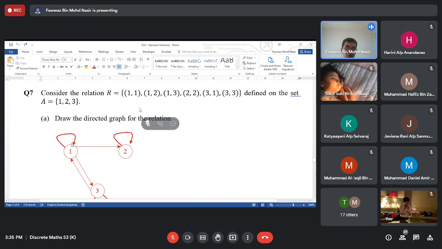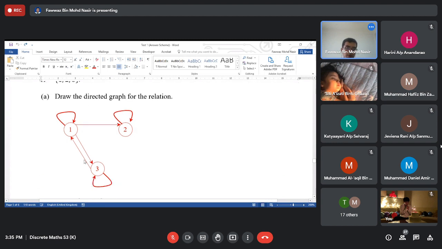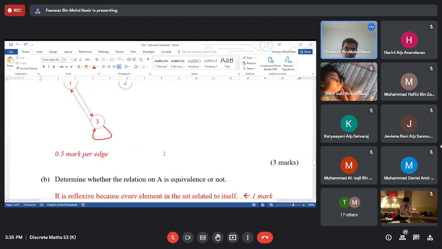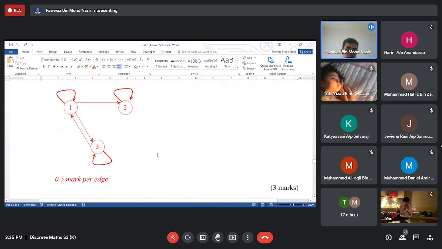So 1 1, it loops back to itself, 1 2, an arrow from 1 to 2, 1 3, an arrow from 1 to 3 and so on. So you get this directed graph. So you get 0.5 mark per correct edge. So altogether you will get 3 marks.